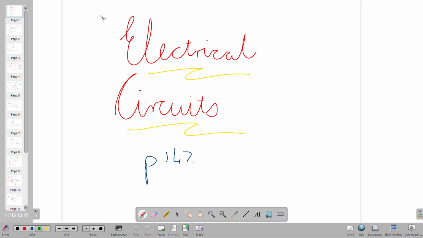Afternoon, grade 10s. I hope you're doing well and that you have truly mastered the electrostatic circuits section that we did before. Today we started with electric circuits on page 147, and electrical circuits is something that can be very, very tricky if you don't understand it.